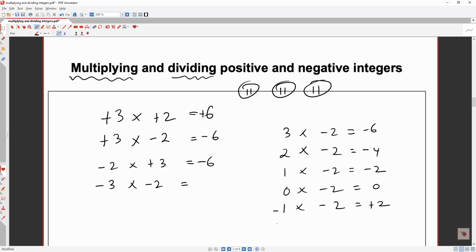Let's keep going with the pattern. Negative 2 times negative 2. What we'll do is continue the pattern. That's positive 4. Negative 3 times negative 2, which is actually the problem that we're trying to work out the answer to, is going to be, again, we'll complete the pattern, positive 6. So this one here is positive 6. So the conclusion, with multiplication, is that a negative times a negative is a positive.